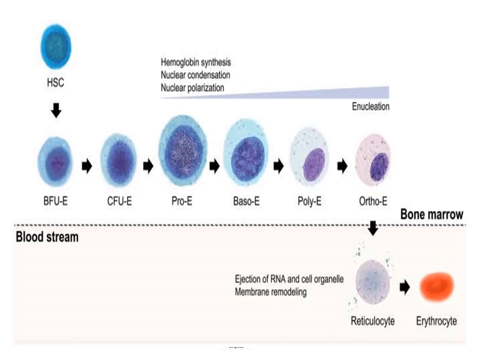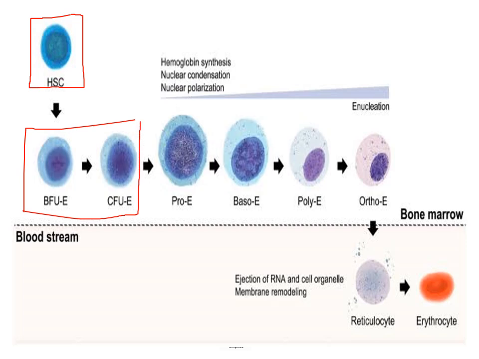The entire process of erythropoiesis begins with the stem cell stage. The stem cell is known as the hematopoietic stem cell. This undergoes cell division and differentiation to form progenitor cells. These are the two progenitor cells in erythropoiesis. They include the burst forming unit erythroid and the colony forming unit erythroid.